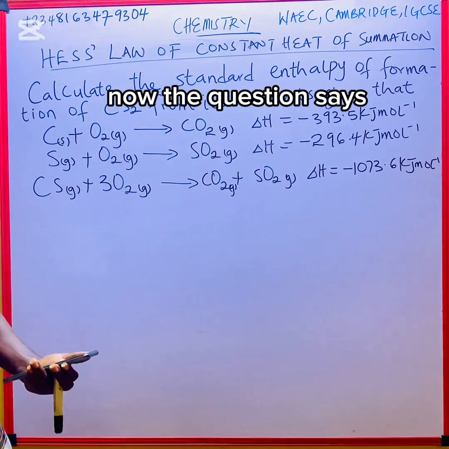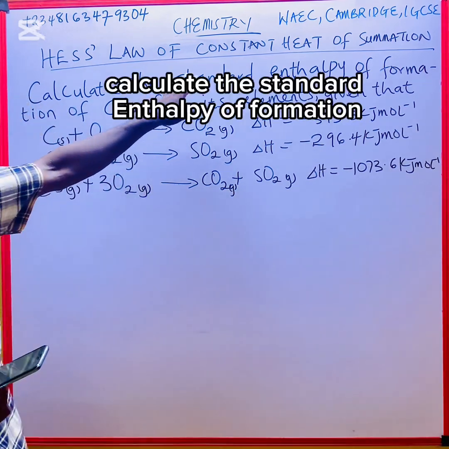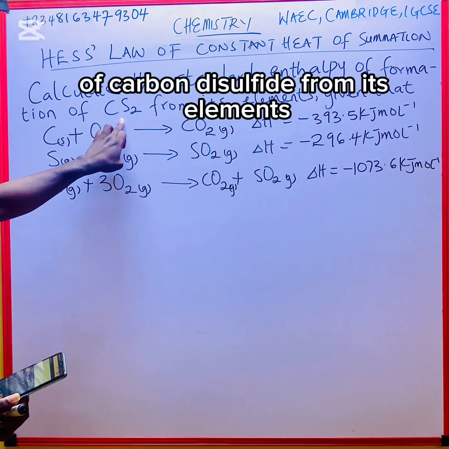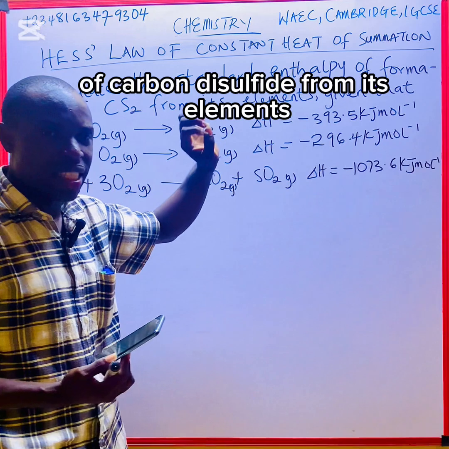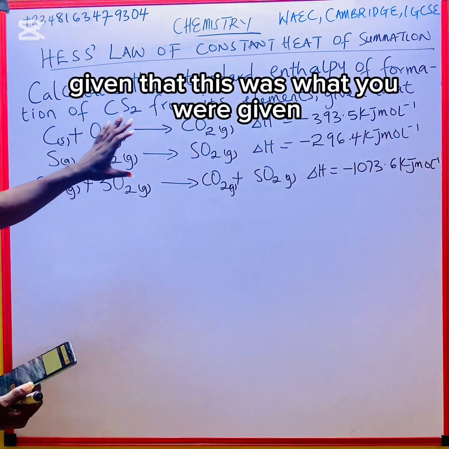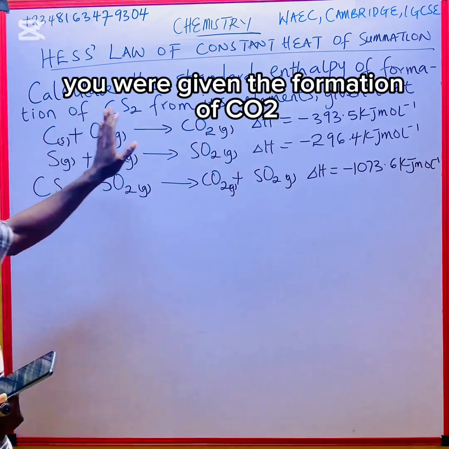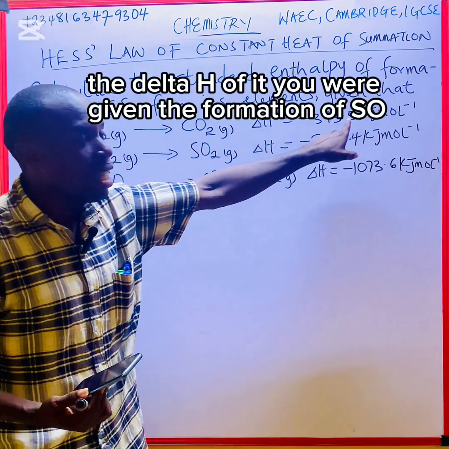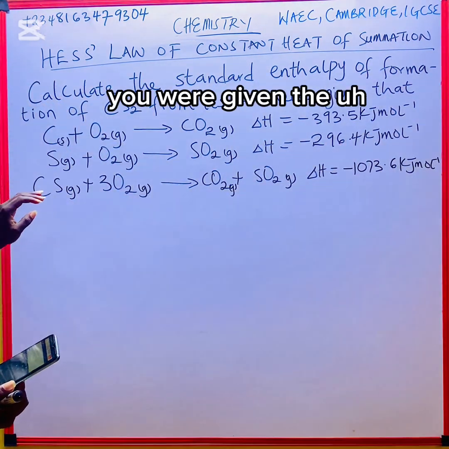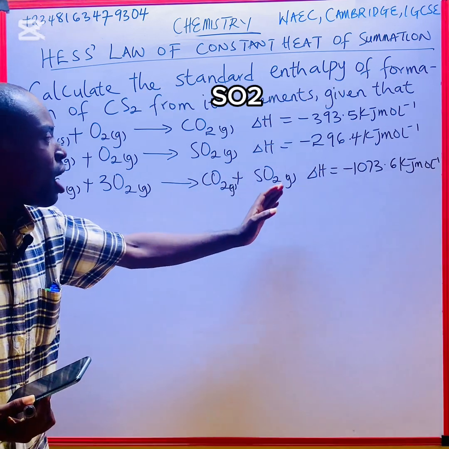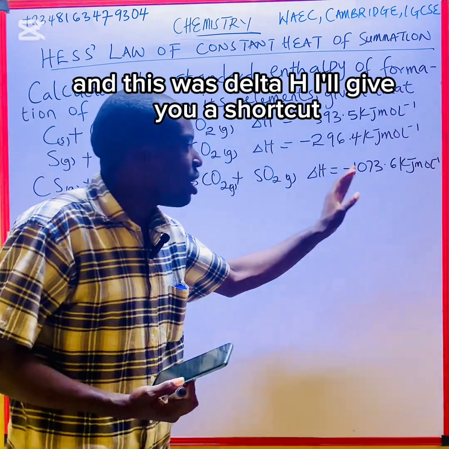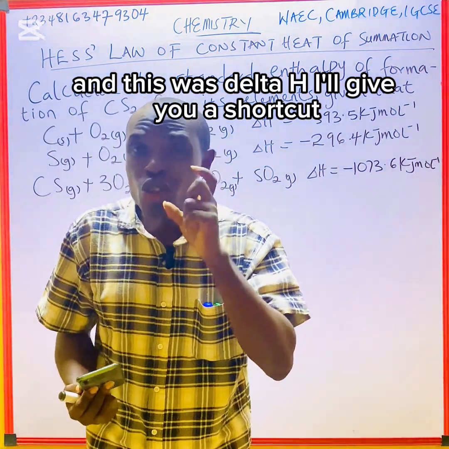Now, the question says, calculate the standard enthalpy of formation of carbon disulfide from its elements, given that this was what you were given. You were given the formation of CO2, the delta H of it. You were given the formation of SO2, the delta H of it. You were given the products CO2 and SO2 when carbon disulfide reacts with oxygen, and this was the delta H. I will give you a shortcut.